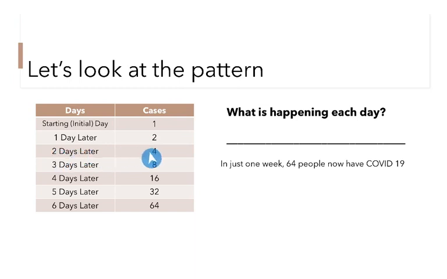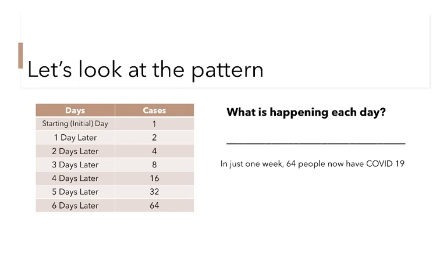2 days later, there were 4 cases. 3 days later, 8 cases. 4 days later, 16 cases. 5 days later, 32. 6 days later, 64 cases. So we started with just 1, and only 1 week later, we now have 64 people with COVID-19.